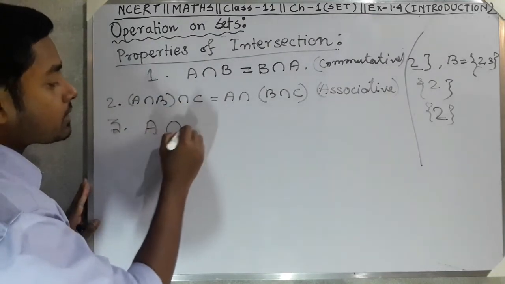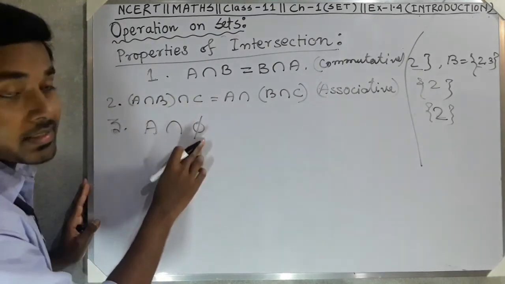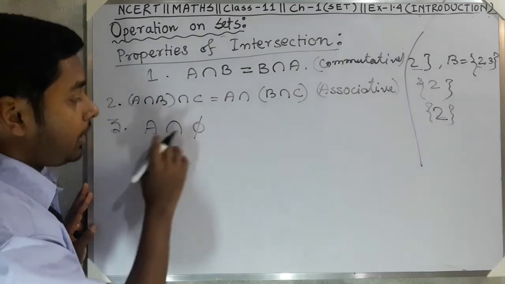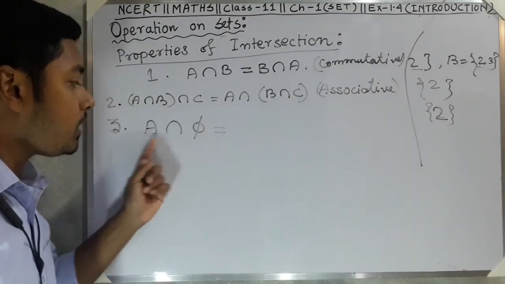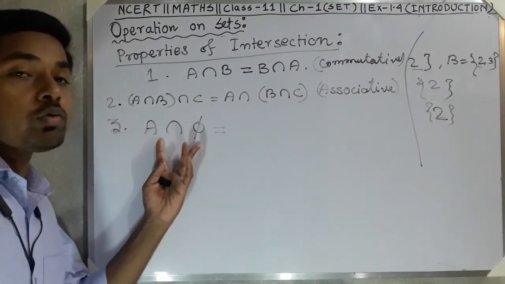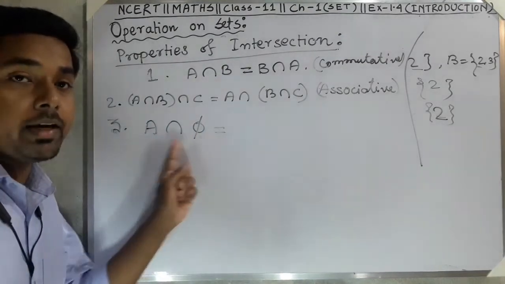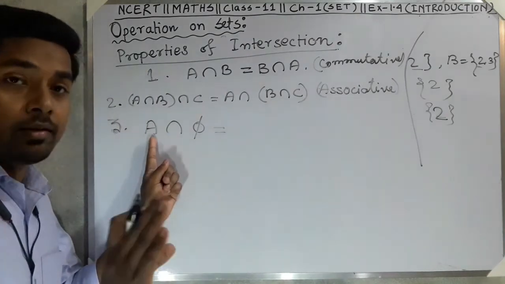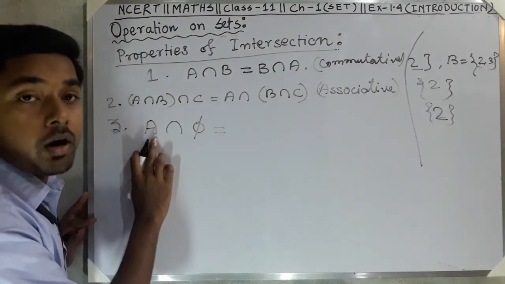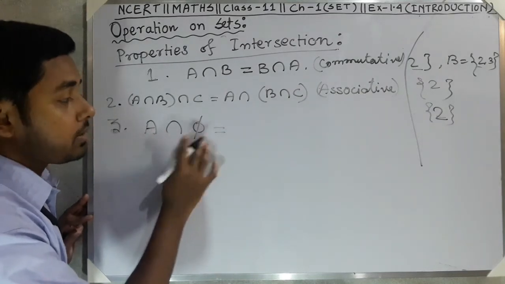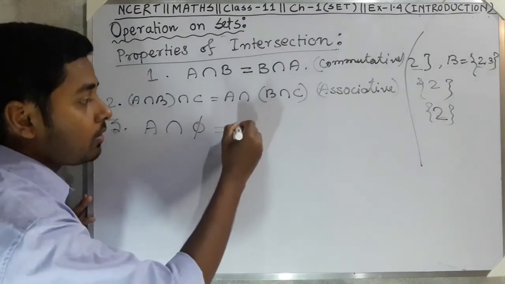Number 3. A intersection phi, that means the empty set. A intersection phi is equal to what? Intersection means the common point. So what is the common point of these 2 sets? Here phi means no element, and here A is not empty. It is empty and not empty. So what is common between these 2 sets? That means empty is the common.